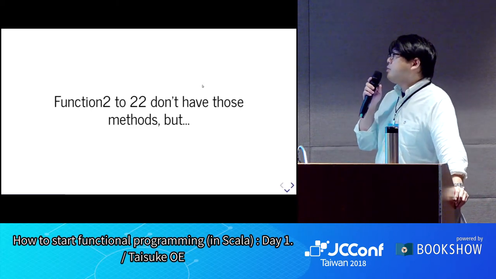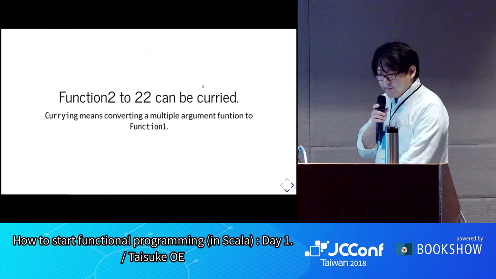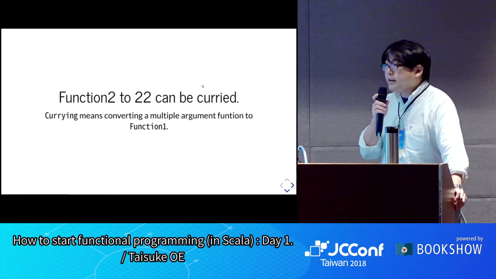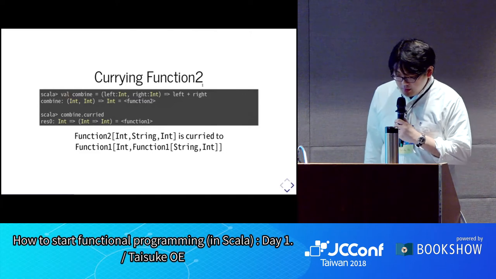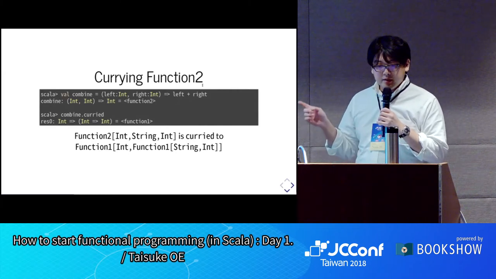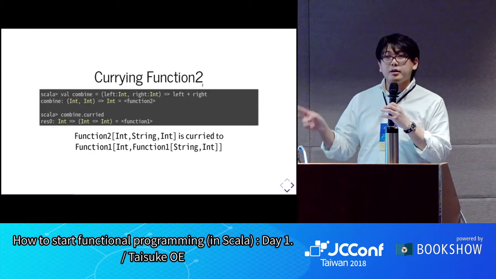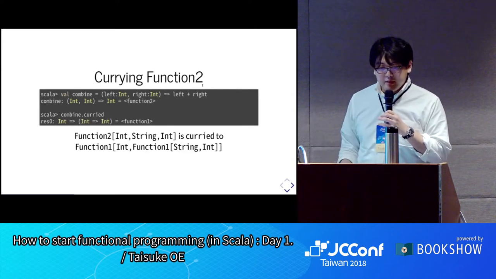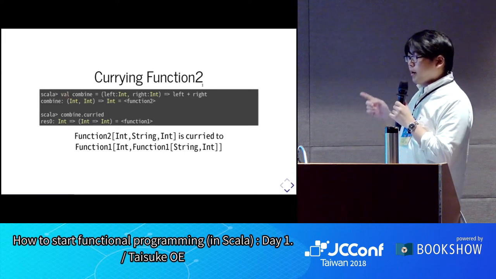Next are Function2 to Function22. Actually, they don't have those kinds of methods, but there is currying. Currying means converting a multiple-argument function to Function1. Let's see the simplest example, for Function2. This is the combine function. It's very obvious, just taking two integer arguments and summing them up. This is a Function2 instance. That's why it doesn't have the compose or andThen method.